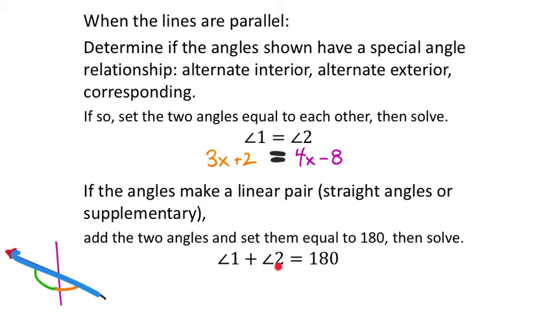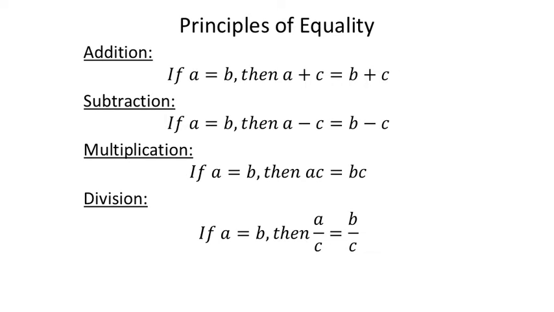But again, angles 1 and 2, maybe they're expressions like these. So you'd have to combine some like terms probably, and then use some principles of equality. I do not believe we're going to see distribution in this lesson or on the assignment. But I could be wrong. Okay, so principles of equality. Just going back to what principles of equality are telling us to do.